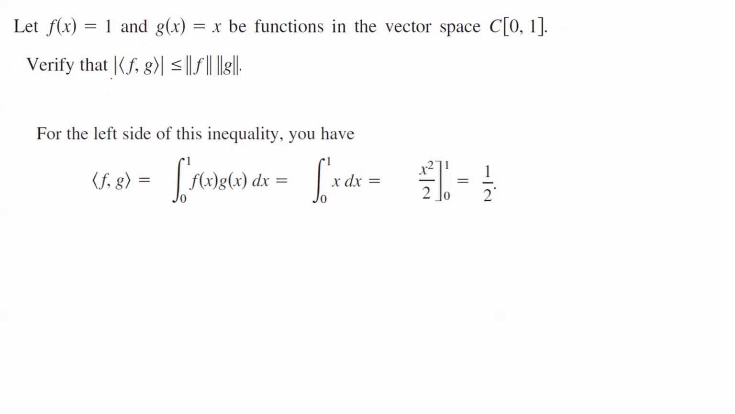This quantity on the left-hand side is a half. Now you need to find these two quantities, multiply them together, and verify. But note that this is already positive, so you don't need the absolute value on the left-hand side.